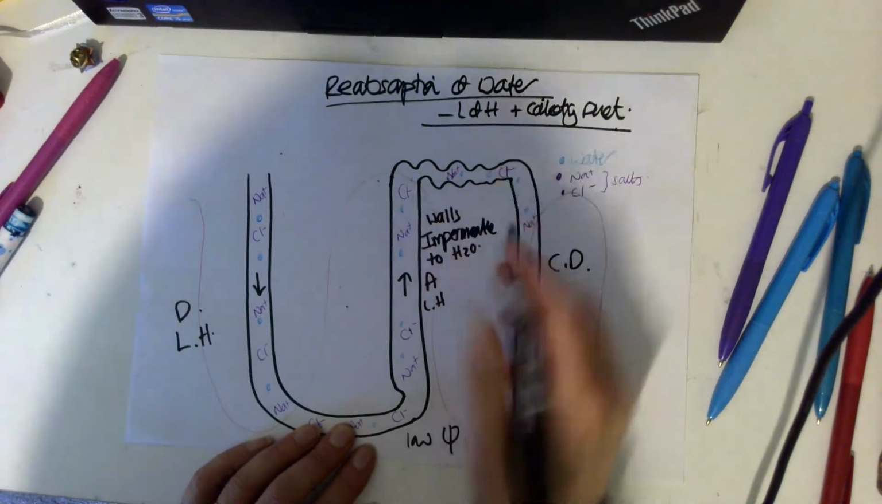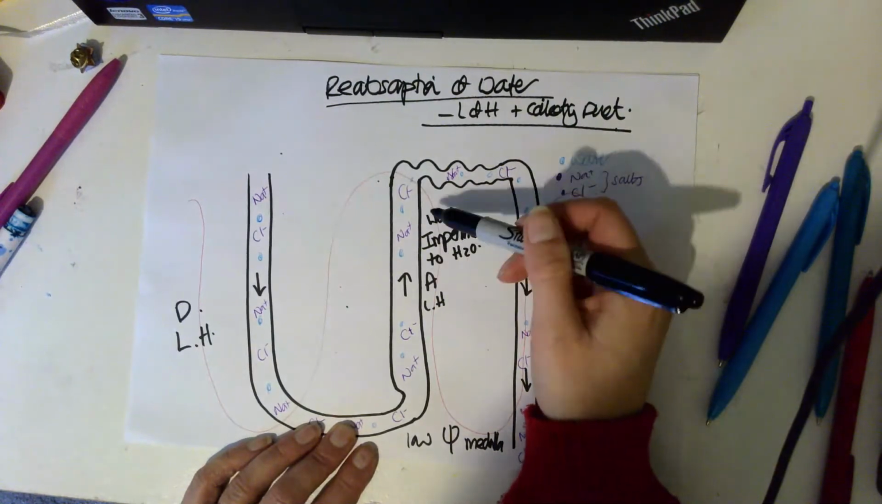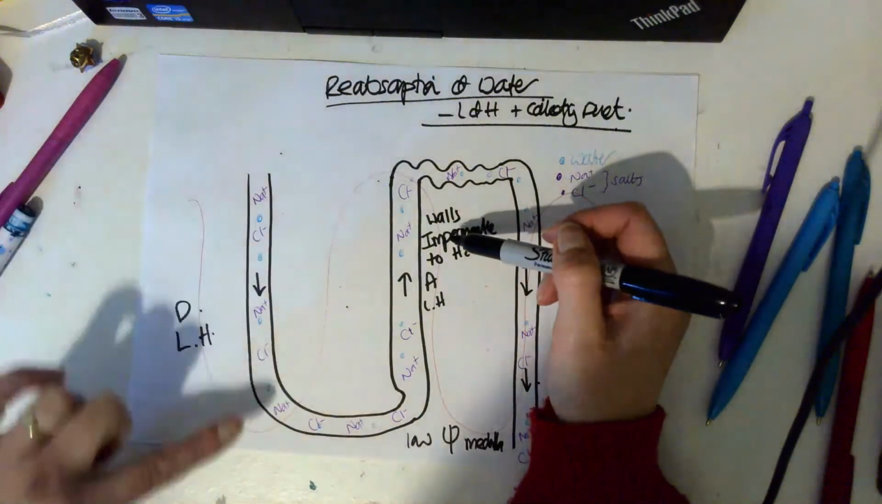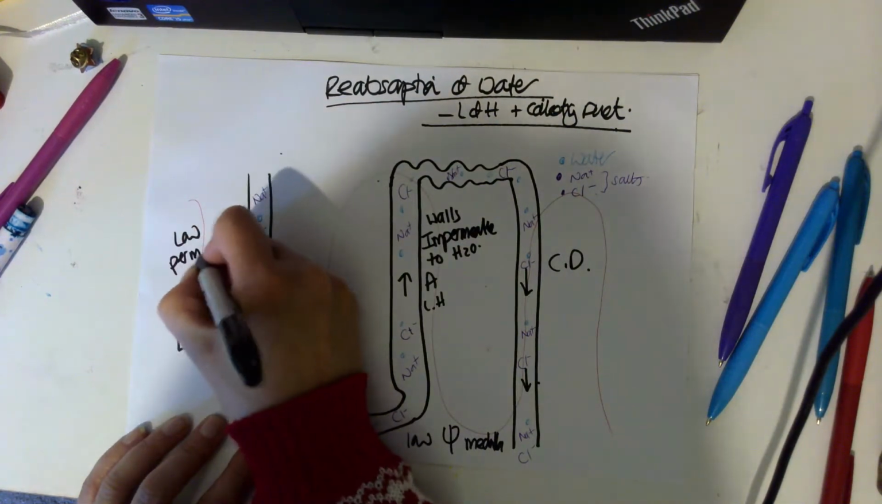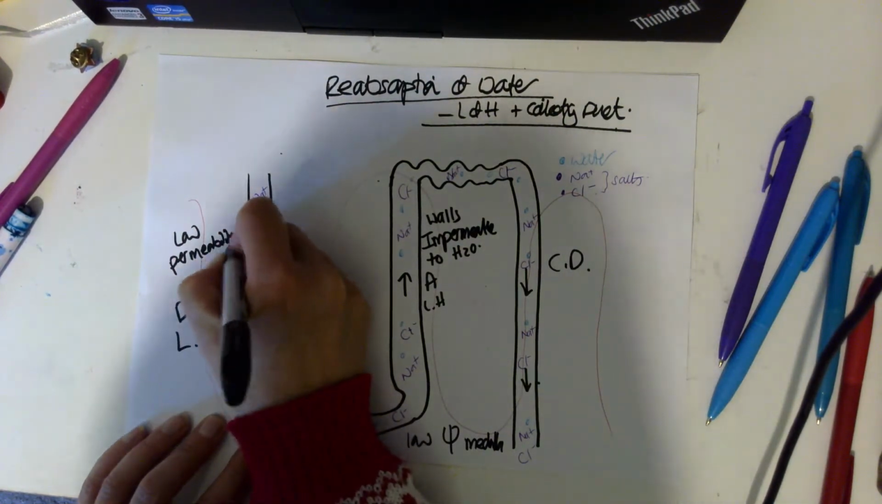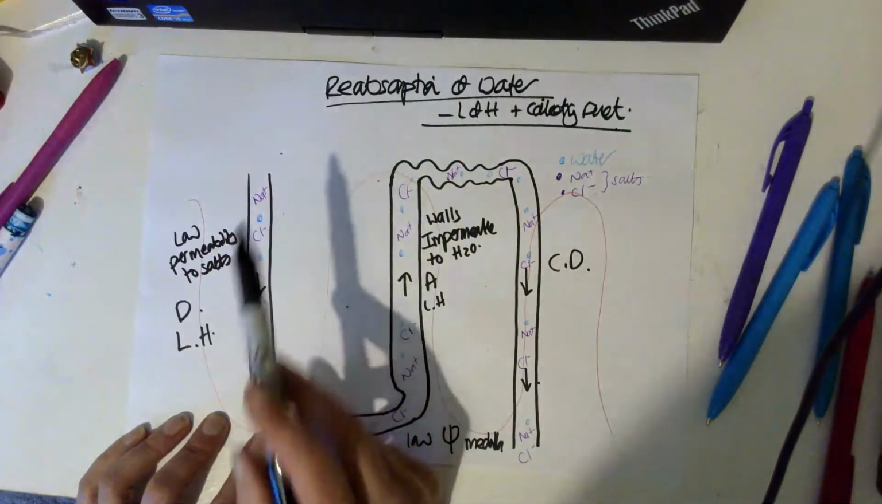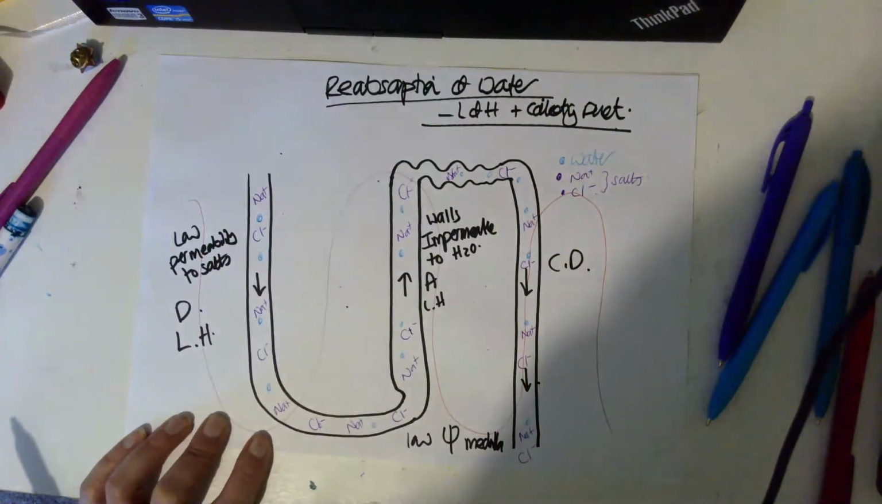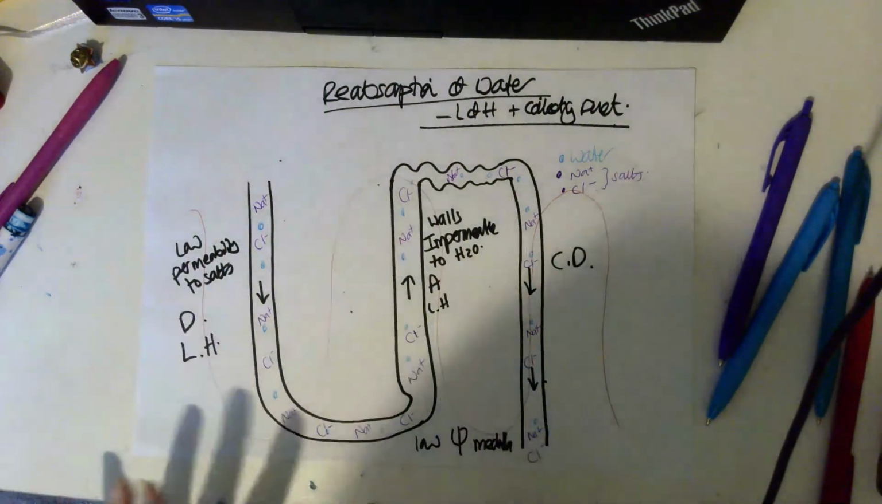So the walls of this particular ascending loop of Henle do not let water through it, and the walls of the descending limb have got very low permeability to salts. So very low permeabilities, things like sodium ions or chloride ions, moving into them or out of them. So it's important to know that before we set off on our journey.